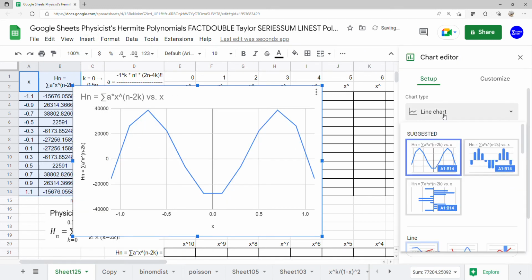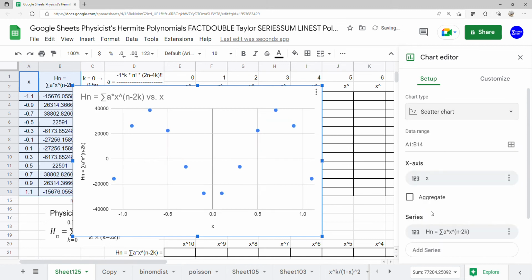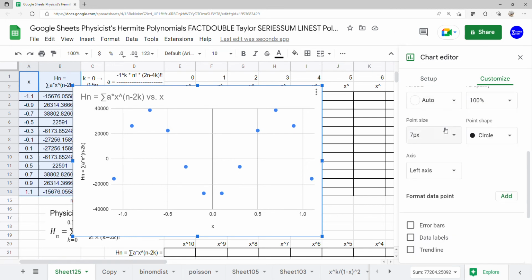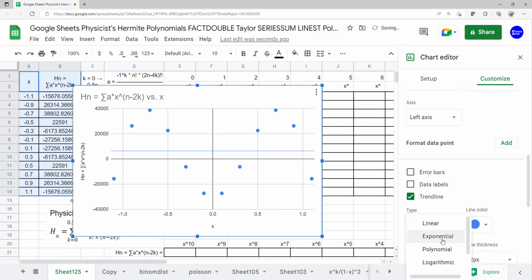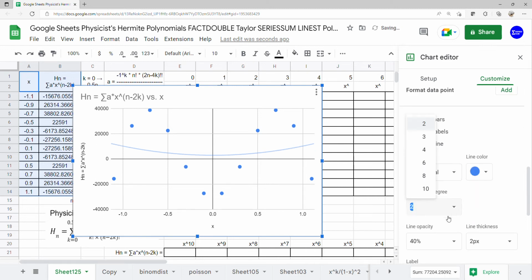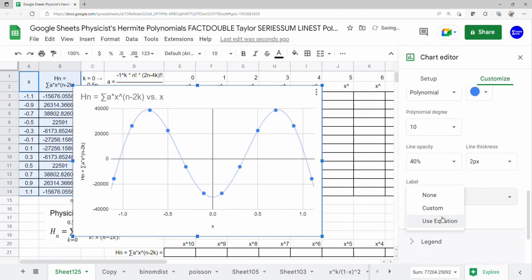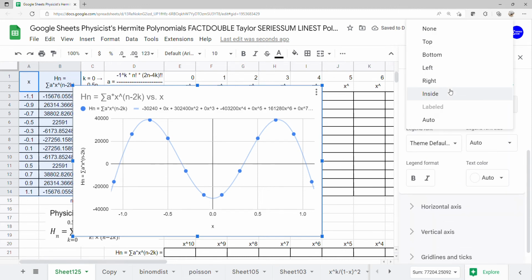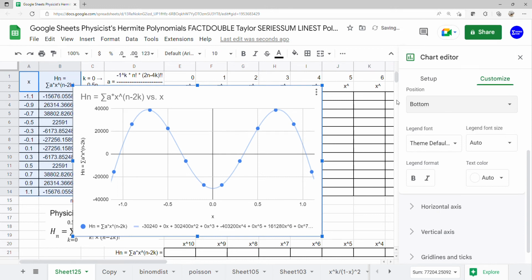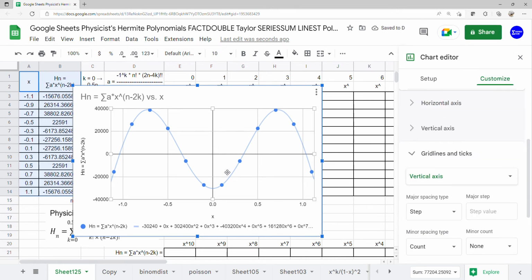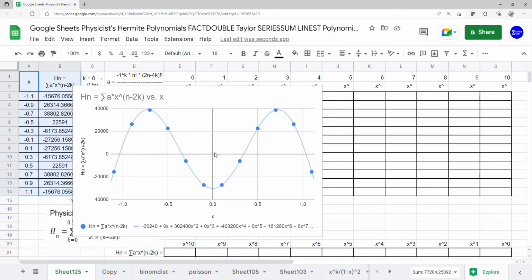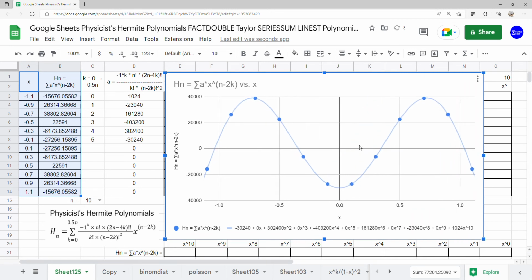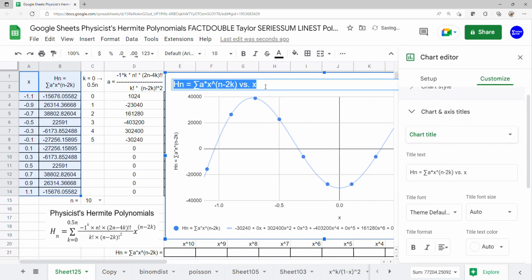And we use scatter chart. Show the trend line. Under series, you show the trend line. The type polynomial. The degree 10th. And for the label, use the equation. And for the legend, position at the bottom. Here's our trend line and the polynomial. So we'll calculate this polynomial regression coefficients. We don't need the title, we need a space, so we delete this.